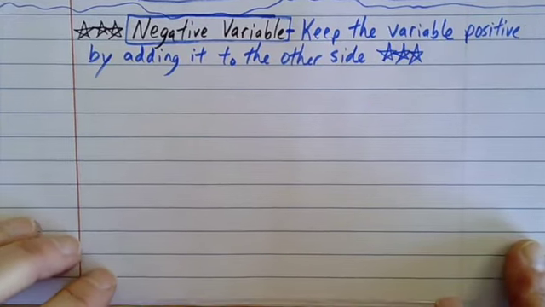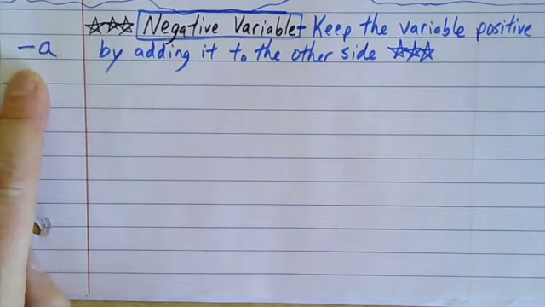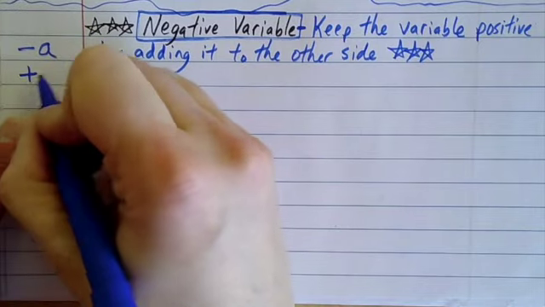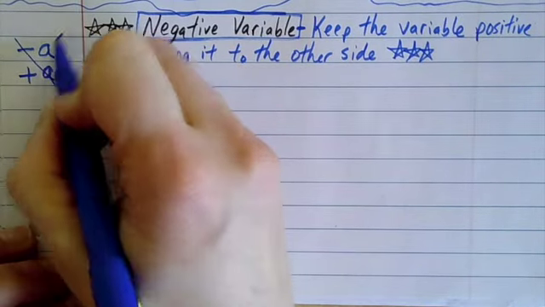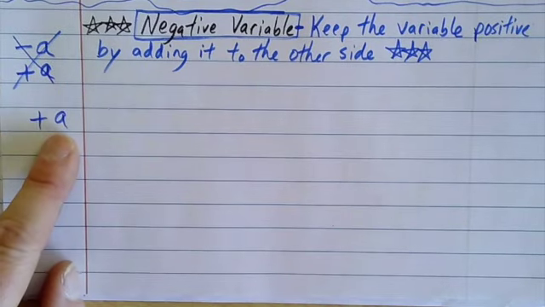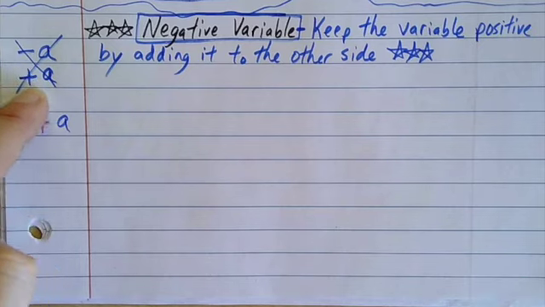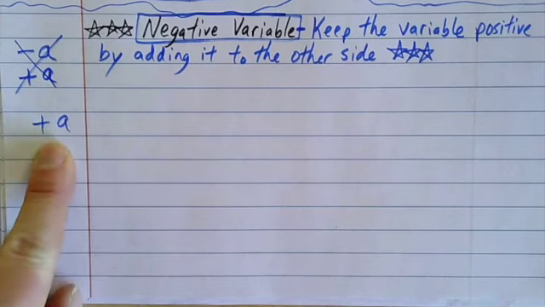So an example of that, if I see a negative variable, like a negative a, I'm going to keep it positive by adding an a, which will cancel it out on one side, but then we're going to add a to the other side. So we're going to have a positive variable. You're going to see a negative variable, add it to cancel it on one side, then add it to the other side to keep it positive.